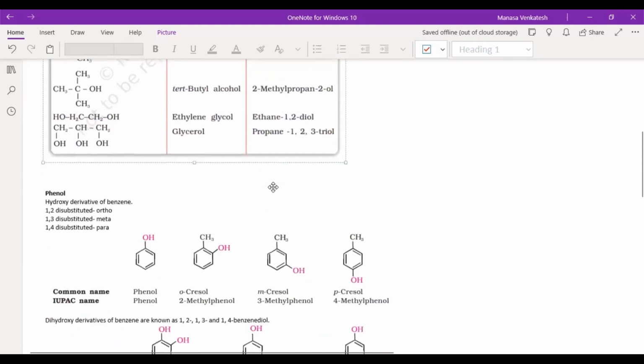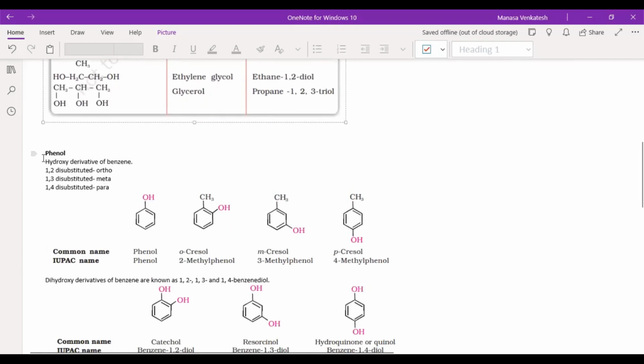Next, you have phenols. In phenols, first of all, 1,2 disubstituted is going to be ortho, 1,3 is meta, 1,4 is para. So when you just have this benzene attached to an OH, that's called phenol. Both the IUPAC as well as the common name is going to be phenol.